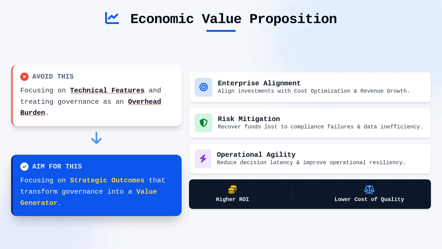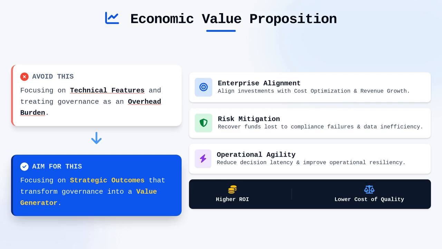The foundation of any robust business case starts with a clear statement of the economic value proposition. This is not merely an accounting exercise. It is an analysis of how governance investments align with enterprise goals such as cost optimization or revenue growth. For instance, if your organization is hemorrhaging funds due to inefficient data management or compliance failures, the business case must explicitly link the proposed governance intervention to the recovery or preservation of those funds.